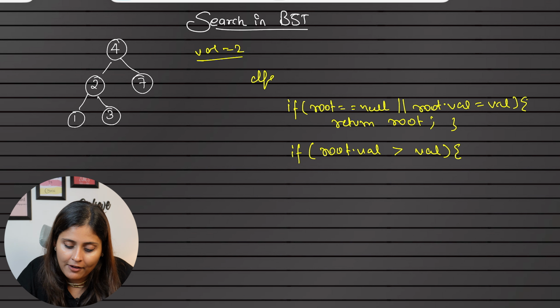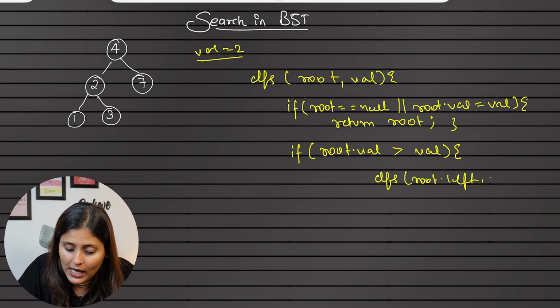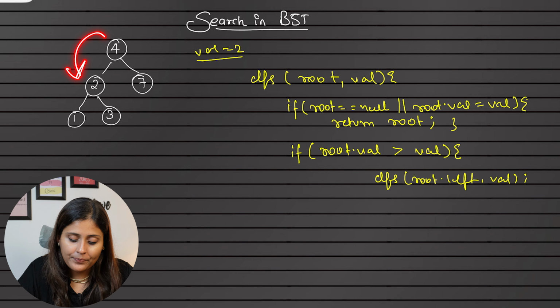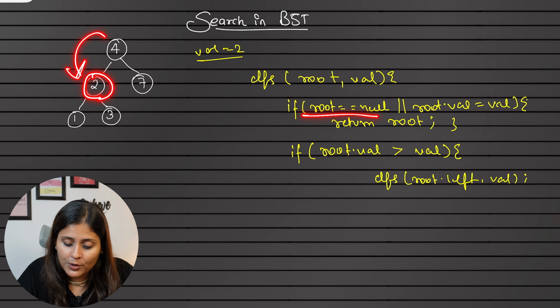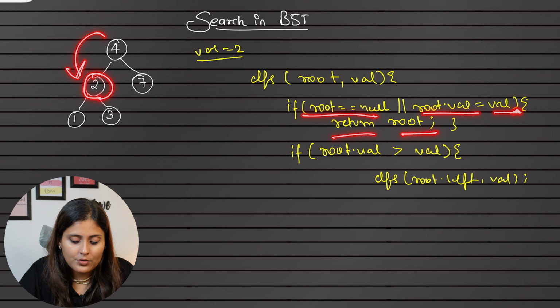Basically I'll have a DFS function which takes the root, and I'll be traversing with the value. So I'll call the same DFS function again with root dot left and the value as it is. Very simple. Now what will happen? I'll go towards the left side. Now here again it will check, is my root null? Does the root value match the value? Yes. So what should I do? Return root. Okay, so return root.